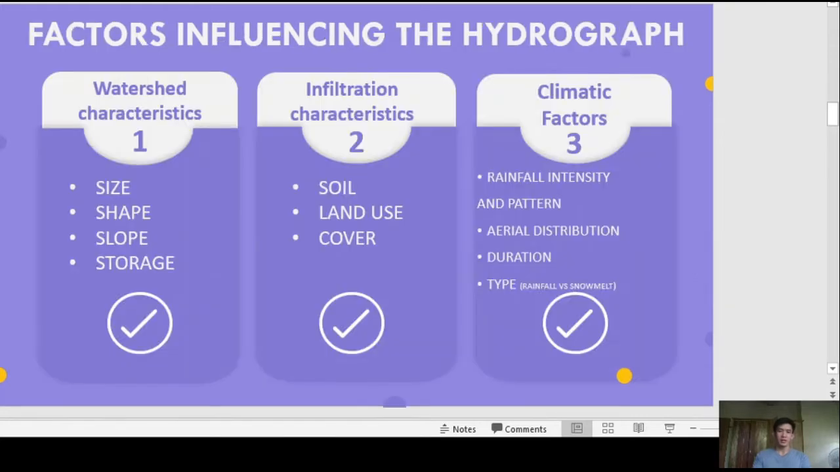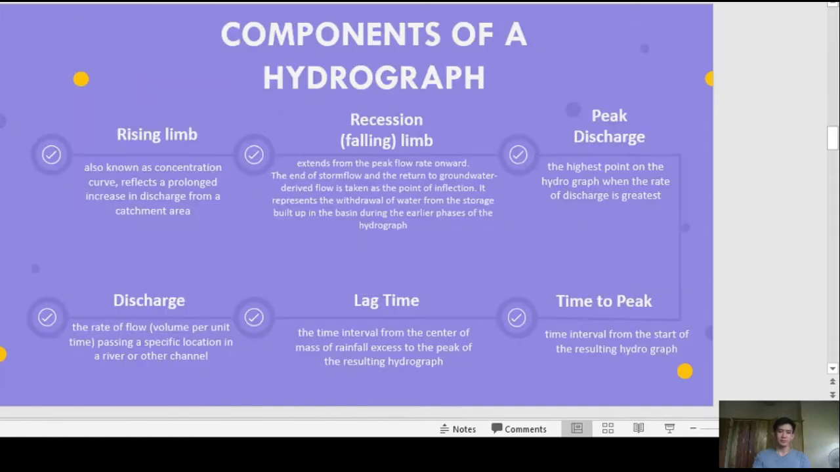It is commonly used in the design of sewerage, more specifically, the design of surface water sewerage systems and combined sewers. Next are the factors influencing the hydrograph. First factor is the watershed characteristics, which are size, shape, slope, and storage. Second is the infiltration characteristics. Under these are soil, land use, and cover. Lastly, climatic factors, which are rainfall intensity and pattern, areal distribution, duration, and type. Examples of types are rainfall and snowmelt.